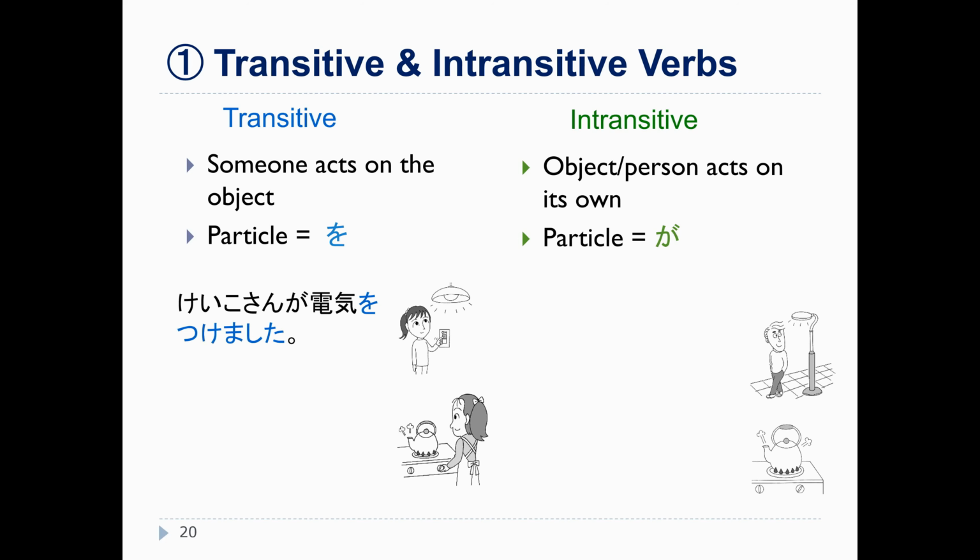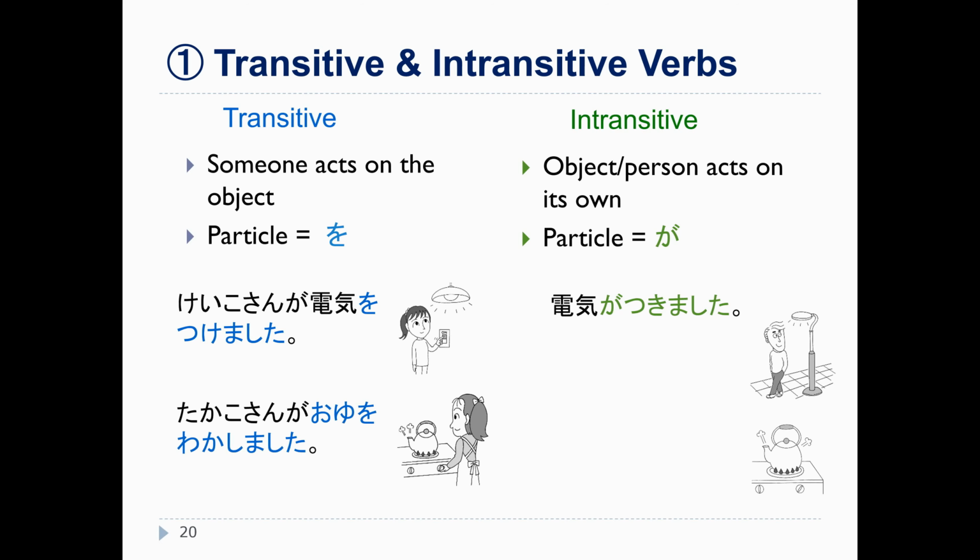So, けいこさんが電気をつけました. Keiko-san turned on the lights. This sentence focuses on Keiko-san flipping the switch and making the light turn on. Whereas, 電気がつきました. The light turns on. This focuses on the light coming on. This might be used in a situation like a street light, where the light just comes on automatically, right? Nobody presses a button to turn it on.